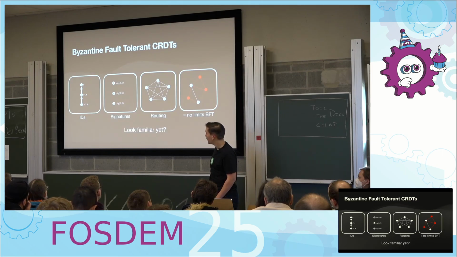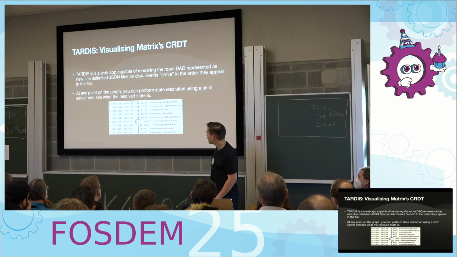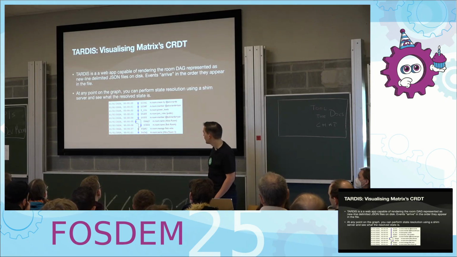Hopefully, this is all looking very familiar at this point, because the hash link DAG, the signatures, the routing, all the little graphs with the DAG forming, that's literally what Matrix is at the federation level. And we wrote a tool, or actually Matthew wrote a tool back in 2020 called TARDIS, which is a way of effectively visualizing this graph in Matrix rooms. And it looks a bit like that.